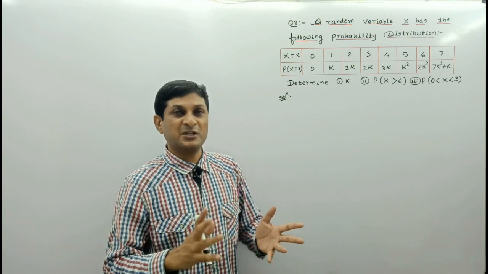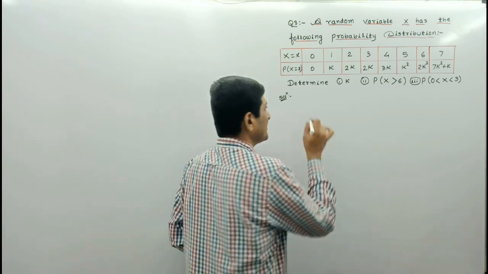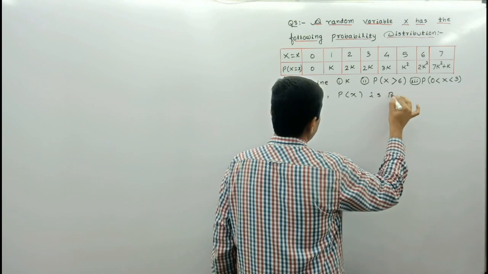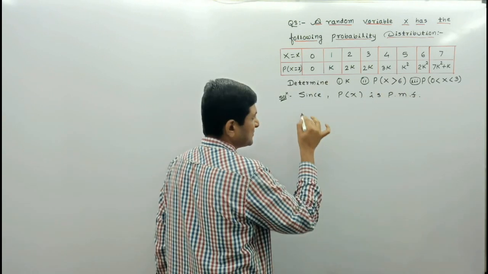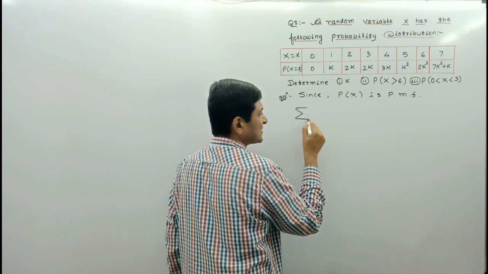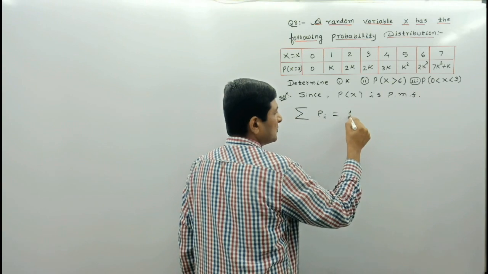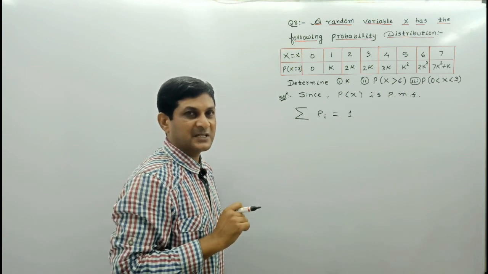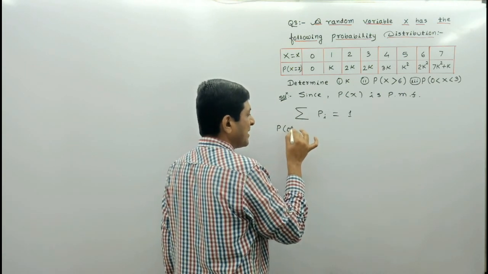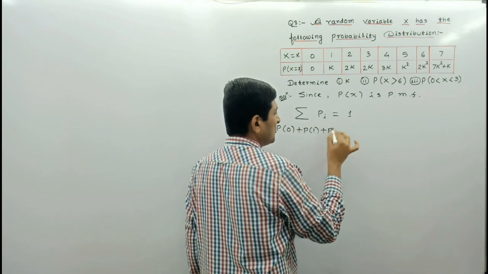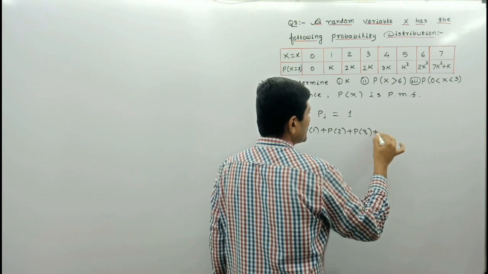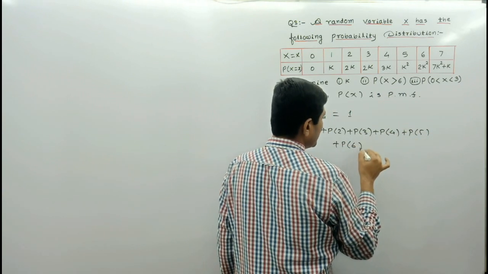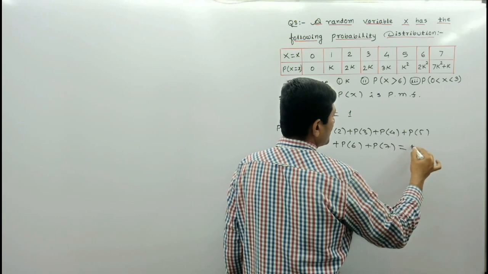Since it is a probability distribution, it is what? A probability mass function also. So here we can say that since p of x is a probability mass function, it satisfies which condition? The sum of all probabilities will be equal to what? 1. Here a total of 7 values of the random variable are given, and their corresponding probabilities are also given. So the first probability is p of 0, then p of 1 plus p of 2 plus p of 3 plus p of 4 plus p of 5 plus p of 6 plus p of 7 will be equal to, the sum of all probabilities will be equal to what?